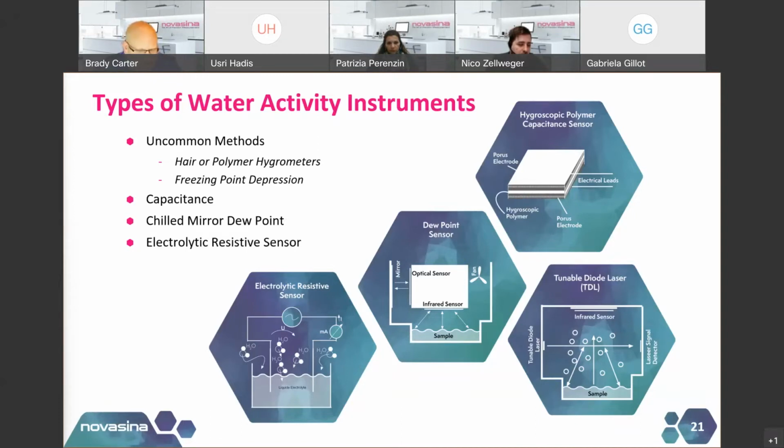There's also a laser method that can look at vapor density in the headspace. And then there's the electrolytic resistive sensor. So this sensor has an electrolyte solution in the sensor itself, which changes again to match the water activity of the conditions it's in, or the sample, which is in a sealed chamber, and its electrical properties of that solution will change, that can be then linked to water activity.